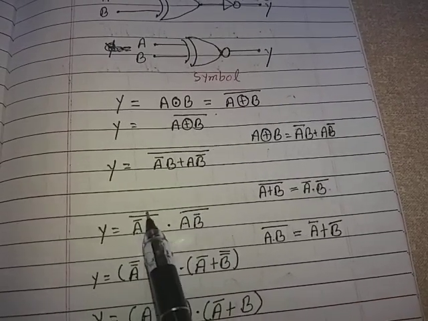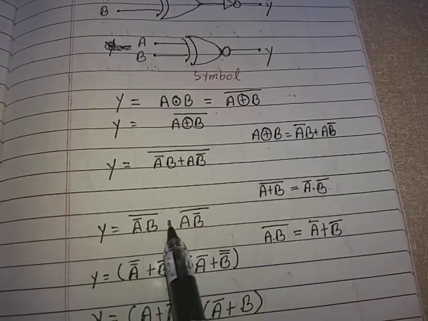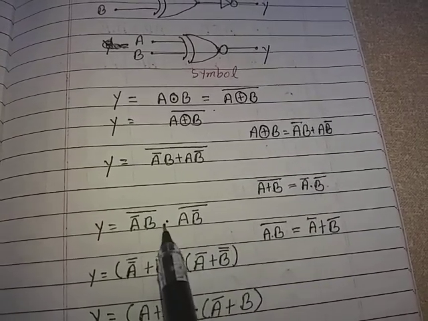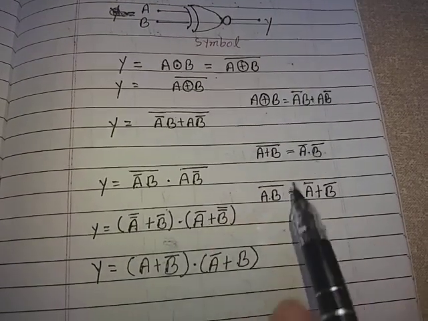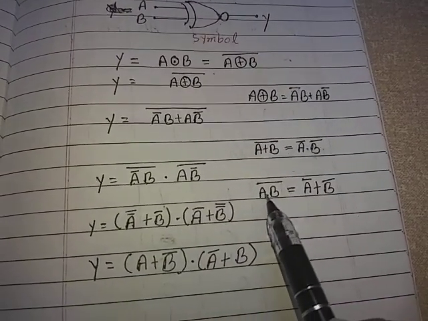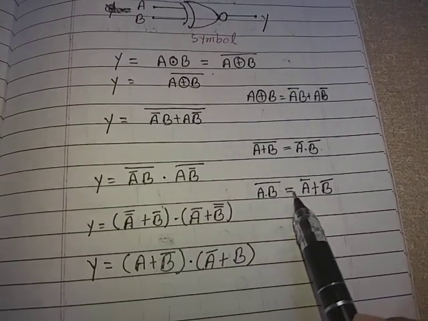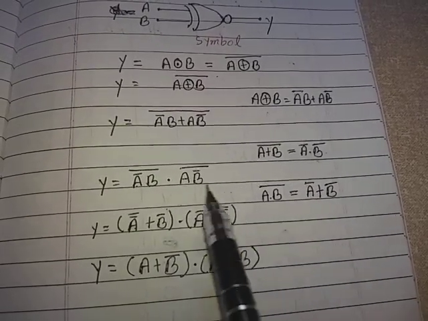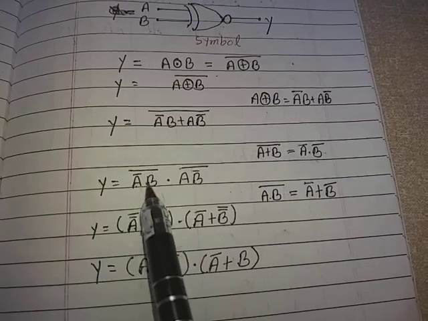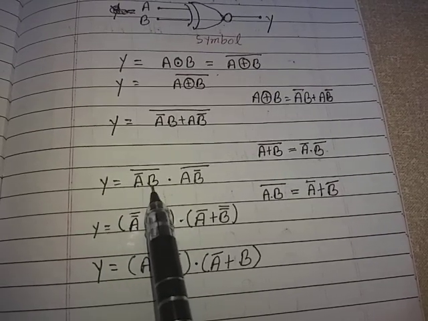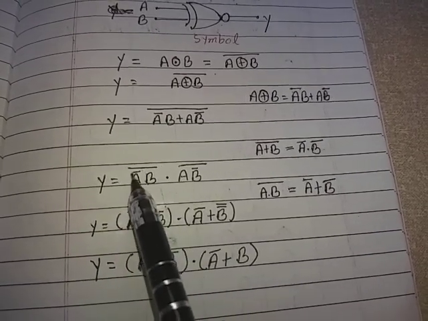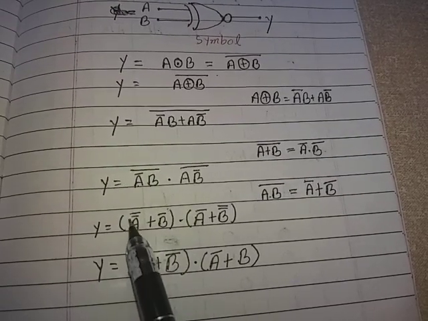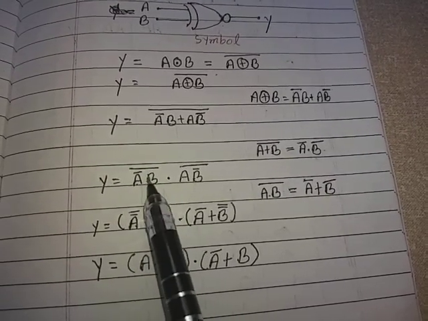So A bar dot B bar. Clear? Now again from the second law of De Morgan, A dot B to the whole bar is equal to A bar plus B bar. Now in this case, for this portion, A is equal to A bar and B is equal to B. So it will become A bar, bar, that is A double bar, plus B bar.